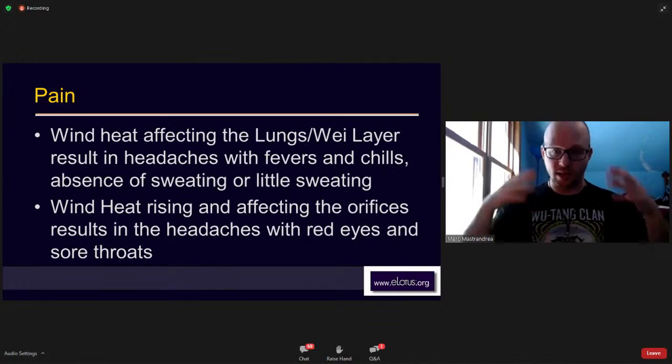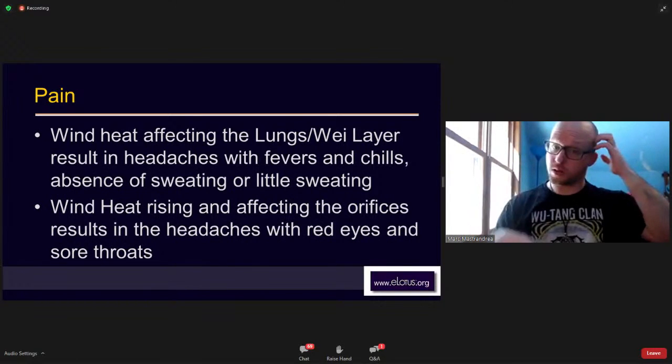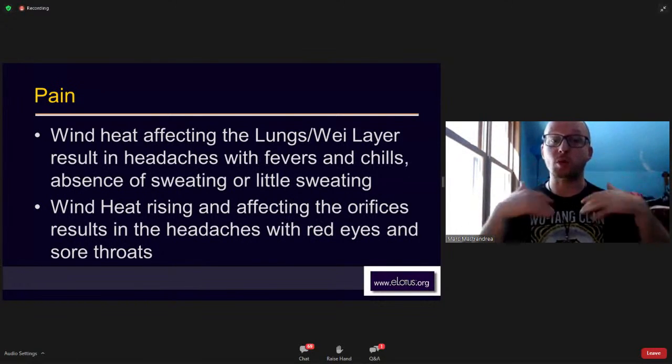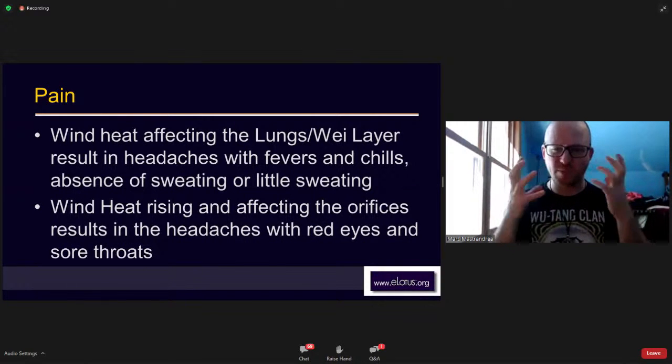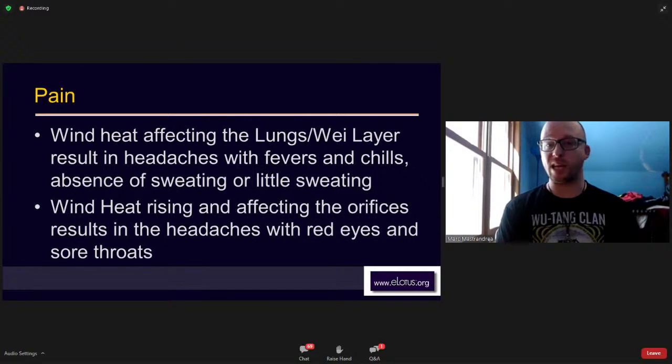So wind heat rising and affecting the eyes and nose, the throat, this and that, this will happen. So you can have sore throats, right? You can have red, itchy, painful eyes. So all of these things can happen, particularly when a wind heat invasion occurs in a Wen Bing condition.